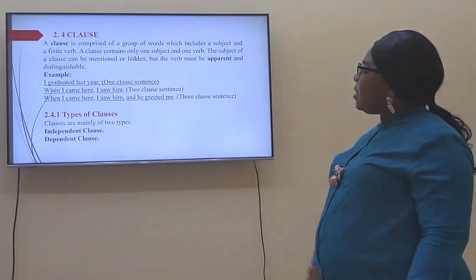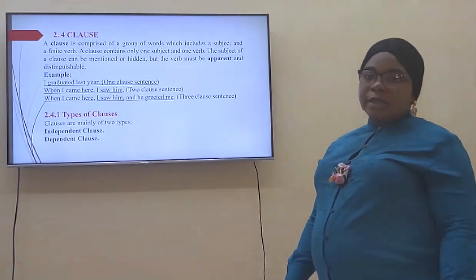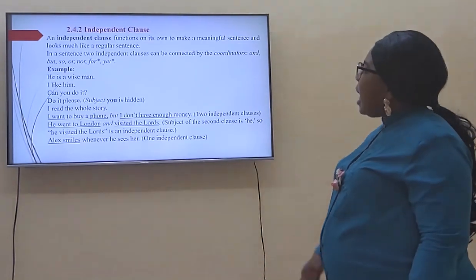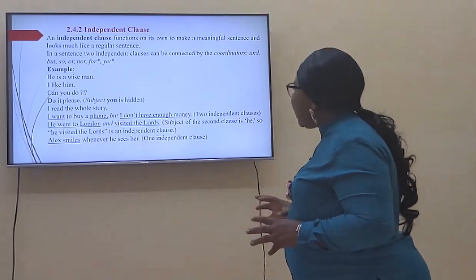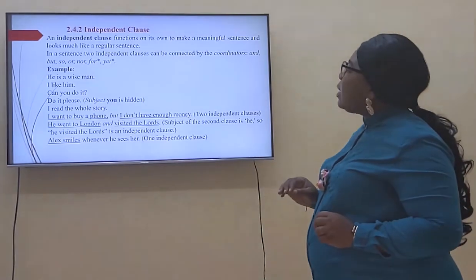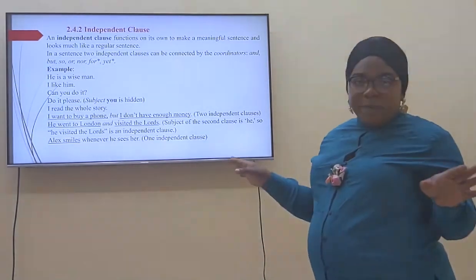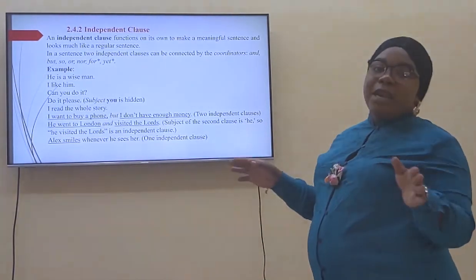Okay. Now, types of clauses. We have independent clause and we have dependent clause. Let's look at the meanings. What is an independent clause? An independent clause functions on its own to make a meaningful sentence and looks much like a regular sentence. Okay? It is independent. It doesn't need anybody to make a meaning. It makes a meaning on its own.